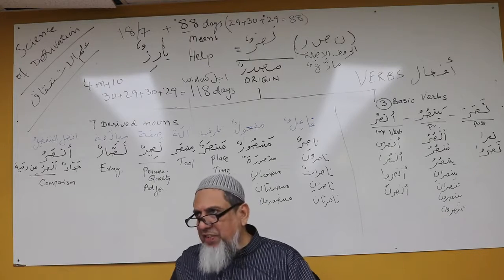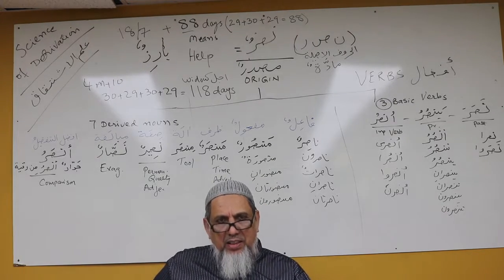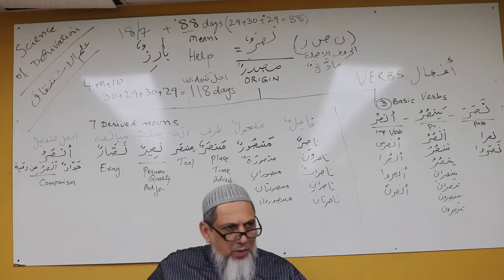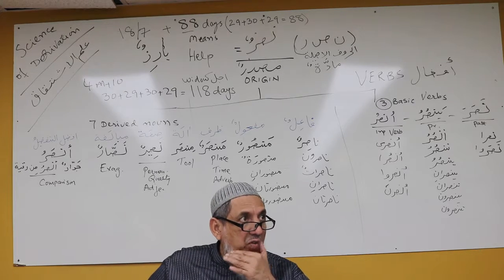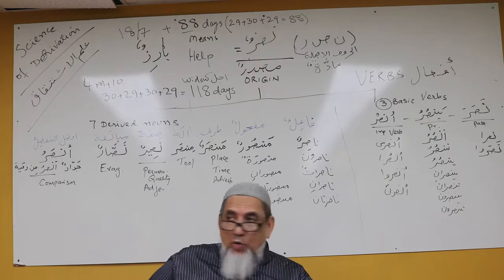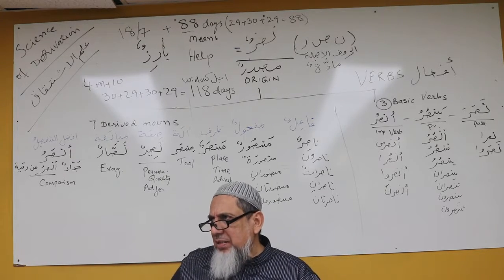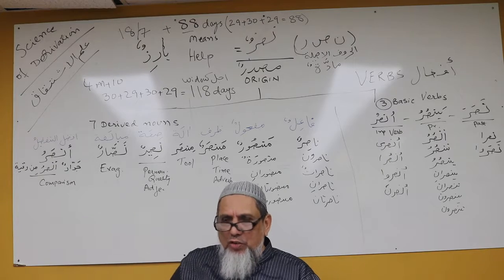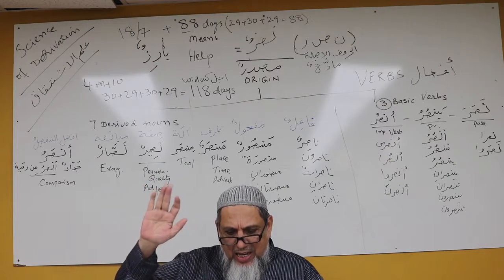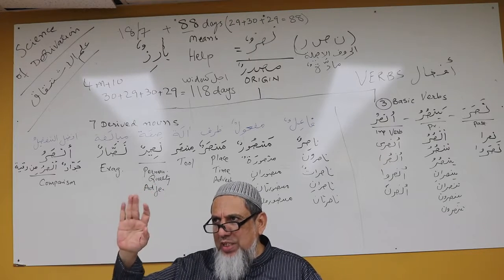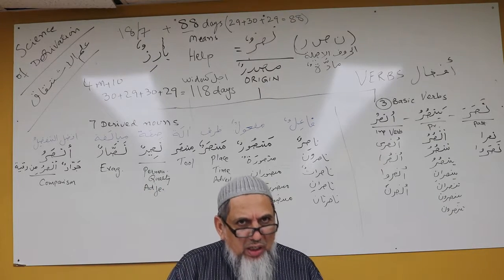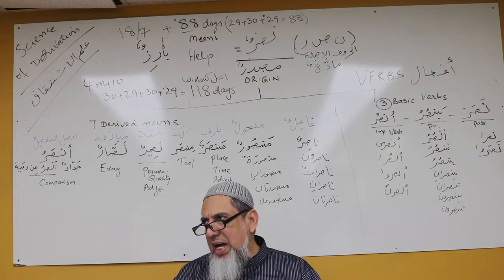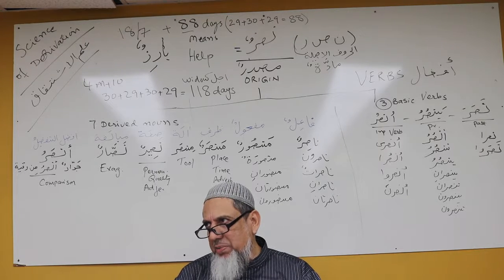Repeat after me. Yaf'alani tafalani. What is the page number? 488. Yaf'aluna tafaluna, tafalina. So here, ani, una, ina, these are all called Noon Arabi. Highlight Noon Arabi.